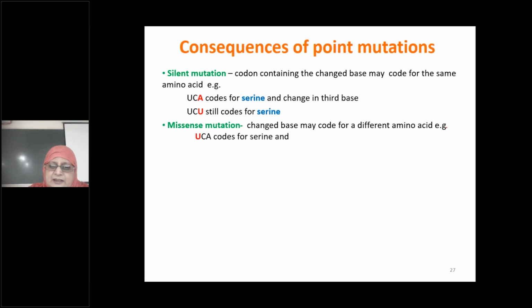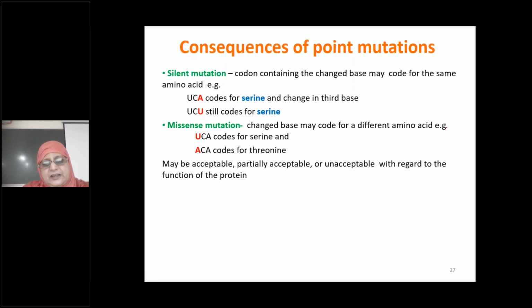Missense mutation is where the changed base may code for a different amino acid. If you take the same example, UCA that codes for serine, now here the first base U may be replaced with A. If it is substituted with A, then this ACA will code for threonine. So it is a different amino acid. Now this missense mutation may be acceptable, partially acceptable, or unacceptable, because it is concerned with the function of a protein.